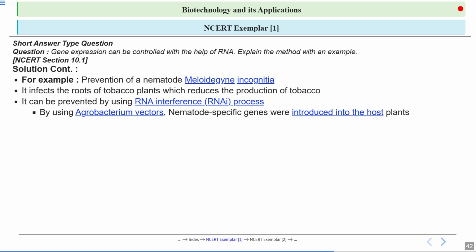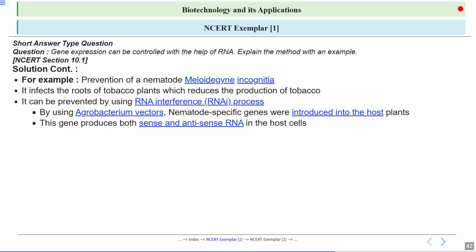So we can use the Agrobacterium vector. We know that the Agrobacterium vector has this Ti plasmid which can go into the tobacco plant and cause tumors and all those things. We have studied it in the previous chapter, Biotechnology: Principles and Processes. So we can use this Agrobacterium vector to introduce the nematode-specific genes into the host plants. So what would this gene do?